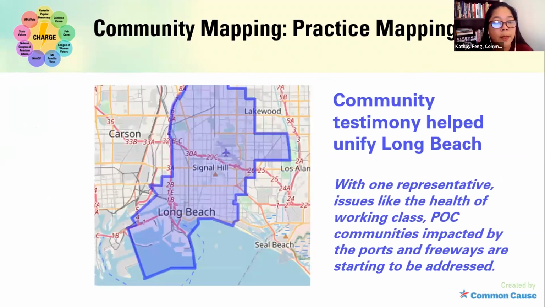Next. So in 2011, when community members came together to testify about their community and districts were redrawn by the California Redistricting Commission, all of the communities were put into a single district. Those impacted by the Long Beach port and freeways now have a single voice. The new representative elected from this district has advanced multiple bills to address the health and environmental impacts of the trucks and ships on these communities. Next slide.